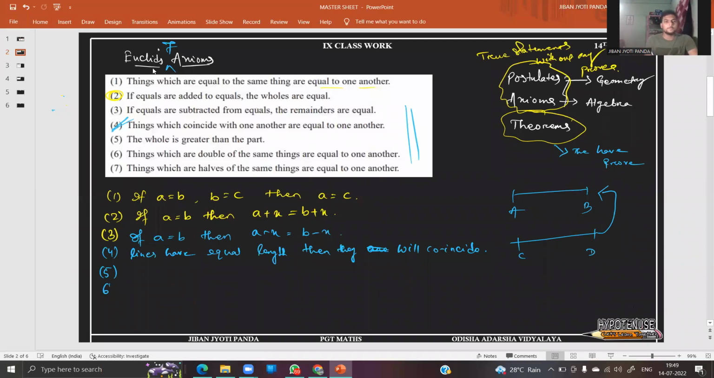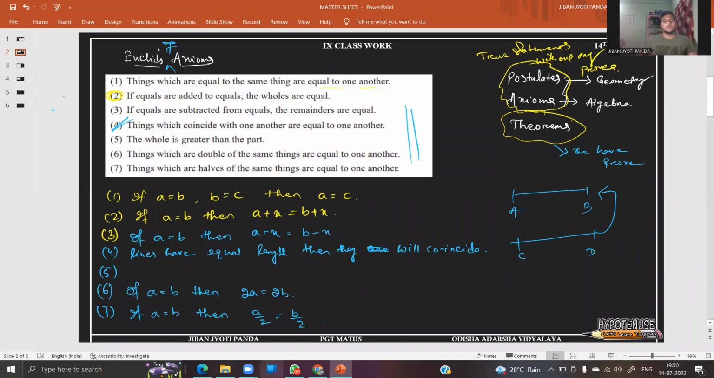Number 6. Things which are double the same are equal to one another. It is also very easy. If A is equal to B, double we are considering, then 2A is equal to 2B. It is also quite, we can say, we are using it frequently. Things which are halves of the same are also equal to one another. If A is equal to B, then A by 2 is equal to B by 2.